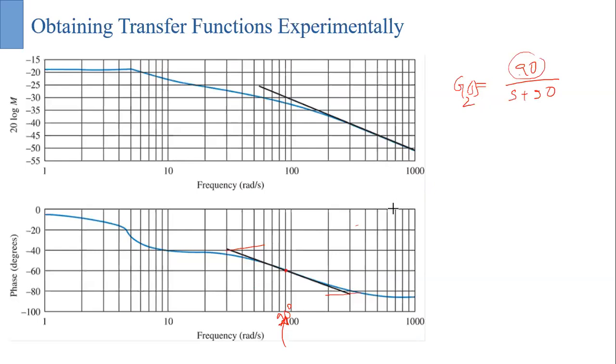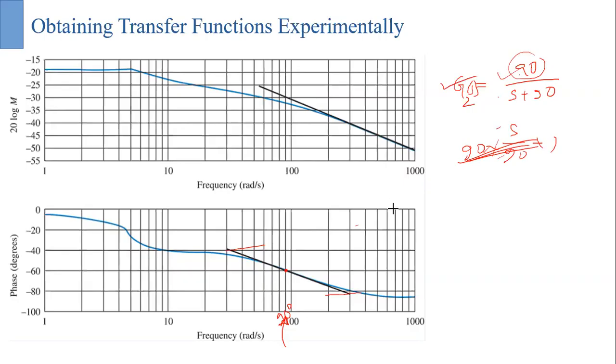Because we have to take common of the 90, so we have to make it s by 90 plus 1. So a 90 will be there, and this is actually that 90, so they will be cancelling each other. So we figure out that there is a first order system, something like this.